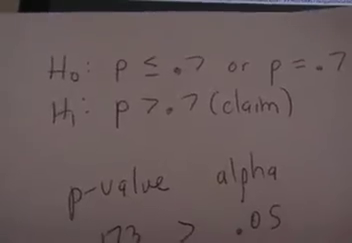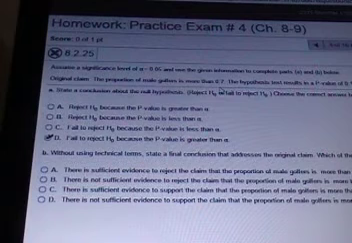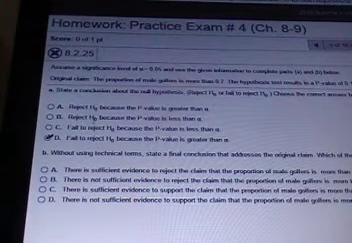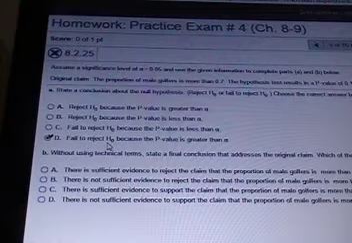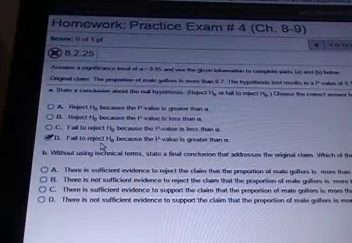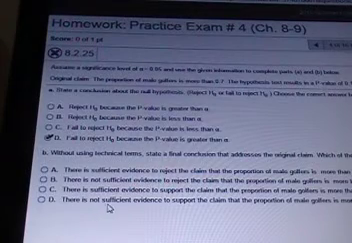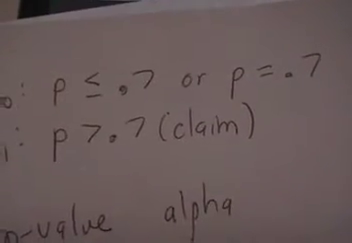So there's kind of three things that are always true. If the p-value is less than alpha, you always reject the null. If the p-value is greater than alpha, you always fail to reject the null. If you reject the null, there is sufficient evidence. If you fail to reject the null, there's not sufficient evidence. And then if the claim's in the null, whether you reject it or not, you're trying to reject it.